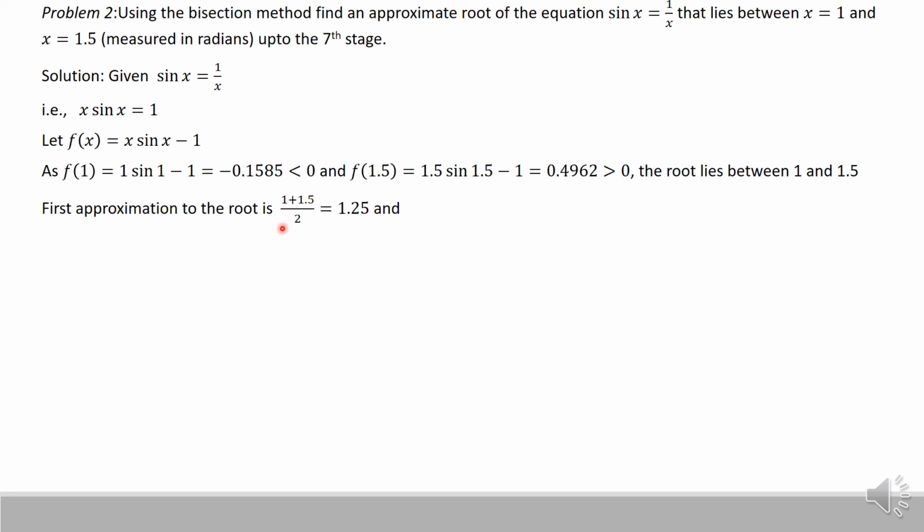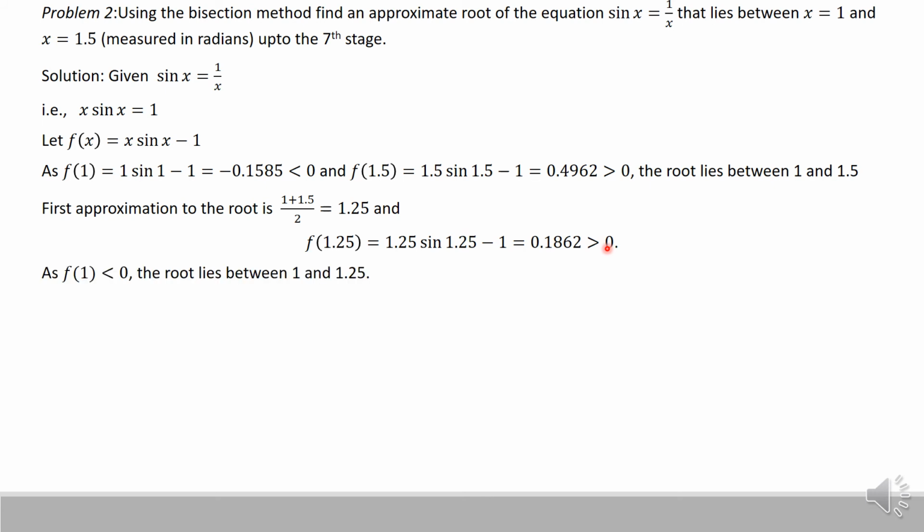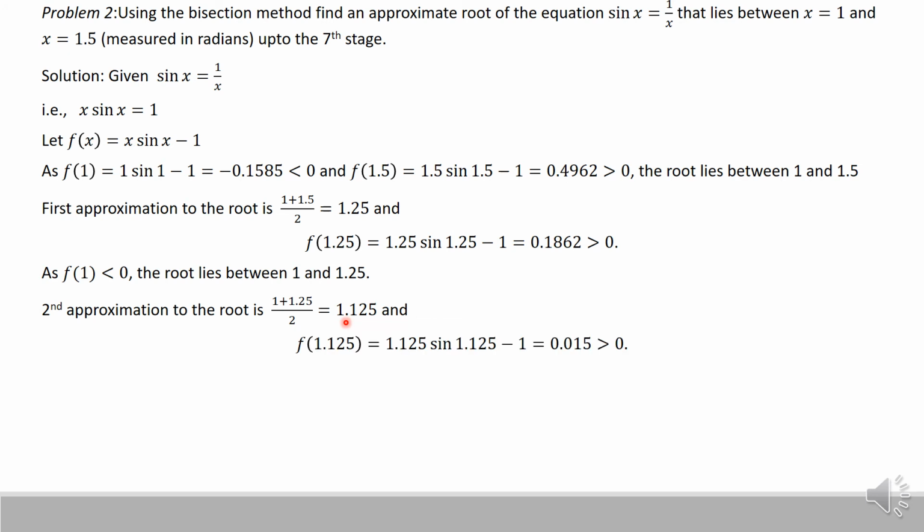So the first approximation to the root will be 1 plus 1.5 divided by 2, which is equal to 1.25. Let us find out the function value. We see that this is positive. So f of 1 is negative, f of 1.25 is positive. So this means the root will lie between 1 and 1.25. So next we will find out the second approximation to the root, which is the average value of these two values, that is 1.125. Function value is positive.